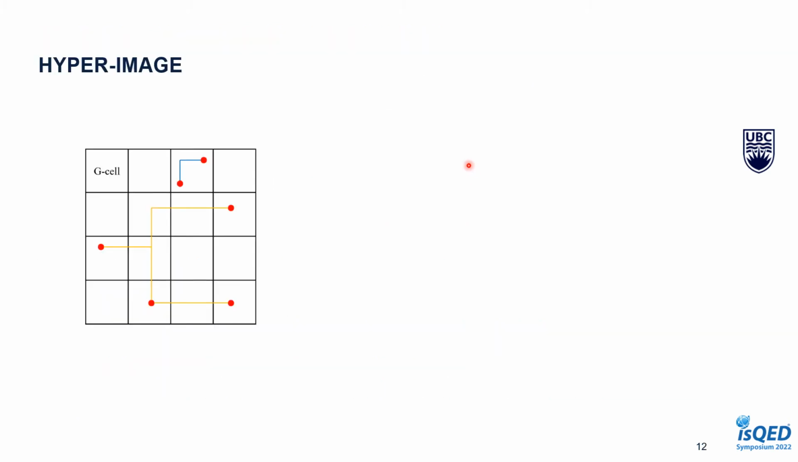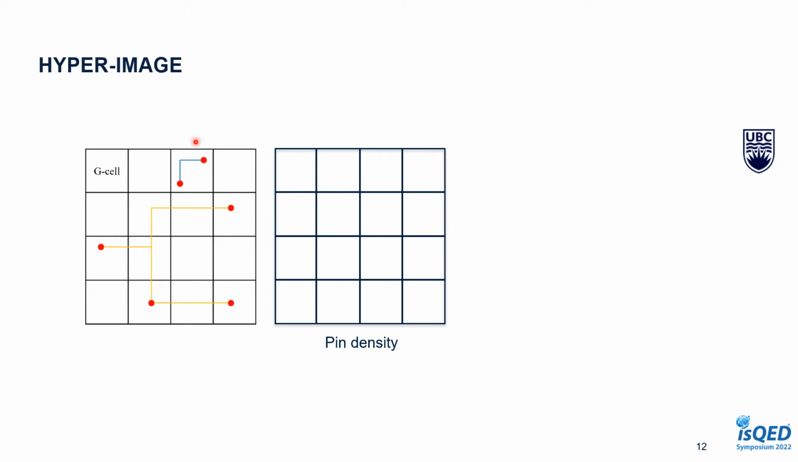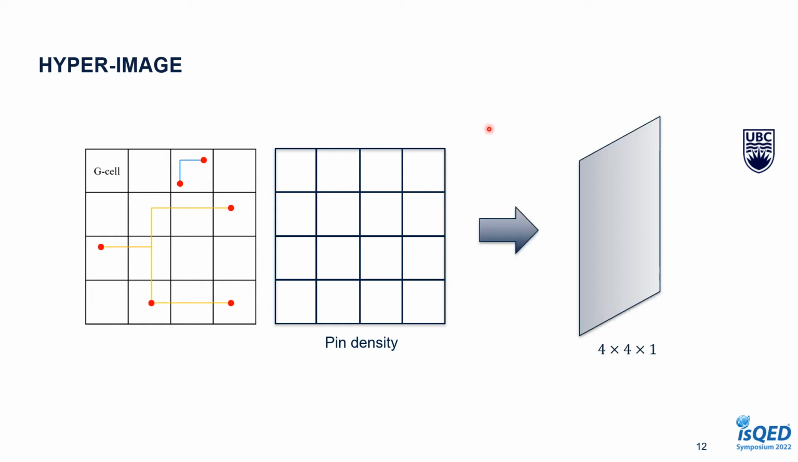Now we know how to do the feature extraction, but we also need to map the features into a hyperimage. And the way we do that is that we use a 2D array to represent a feature. For example, for this design, we use a 4x4 array to describe the pin density of each tile, and it's going to be one channel in the hyperimage.